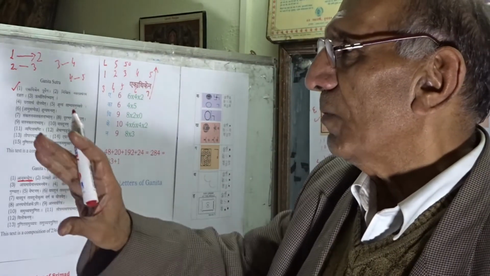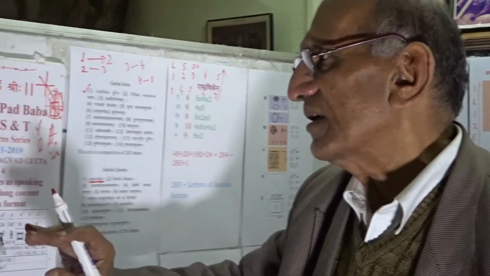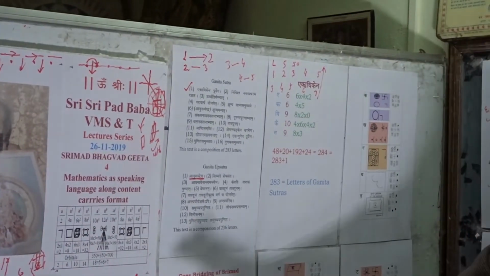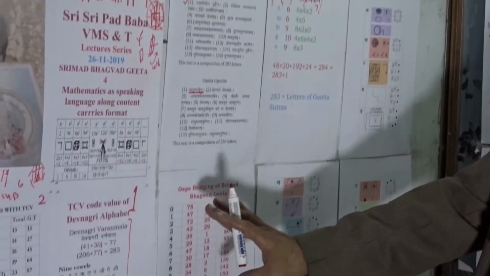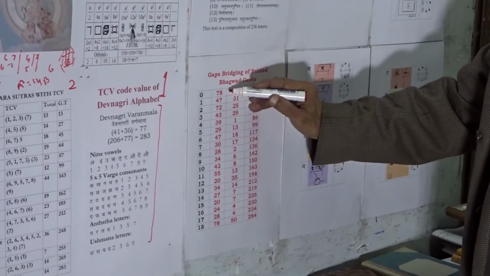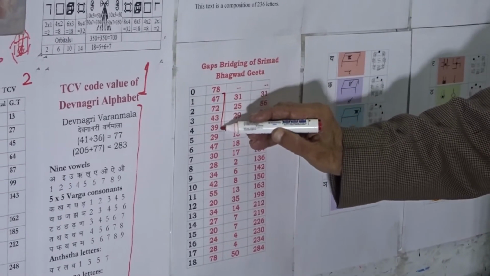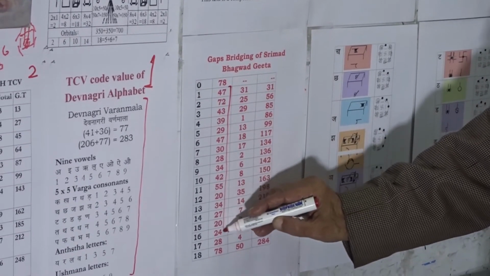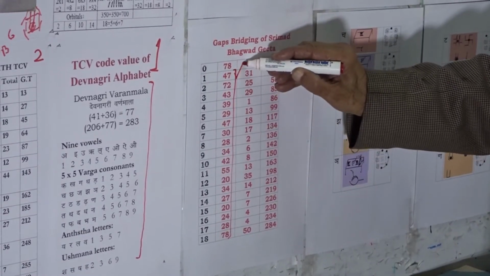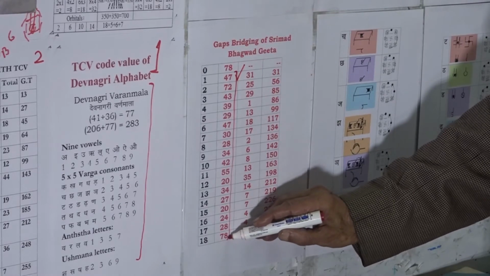Now, before we proceed further as to how it is to be bridged, let us see that the text of Srimad Bhagavad Gita, we know, is a scripture of 18 chapters, and this range of 18 chapters starts with the first chapter of 47 shlokas and reaches the last chapter 18 of 78 shlokas.